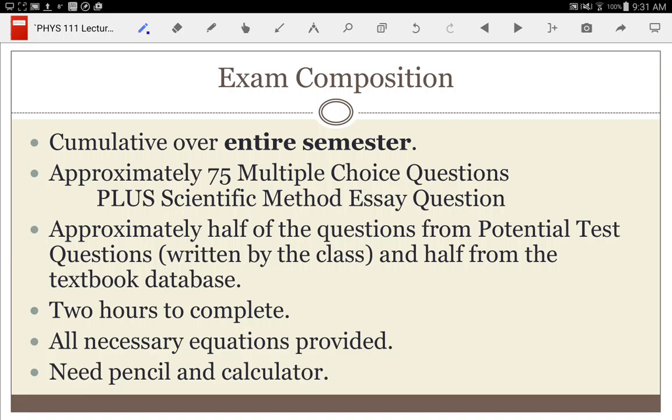Approximately half, again, are going to be questions that you guys wrote, and half will be coming from the textbook's test question database. And you'll have 2 hours to complete it. All you'll need to bring is your pencil and calculator. Remember, calculator, not cell phone.